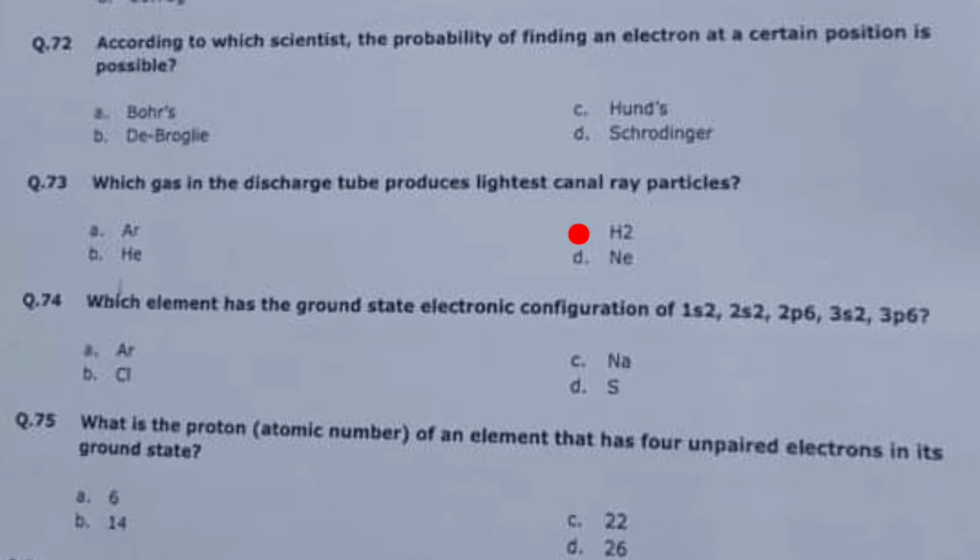74. Which element has the ground state electronic configuration of 1s2, 2s2, 2p6, 3s2, 3p6? Option A. 75. What is the proton atomic number of an element that has 4 unpaired electrons in its ground state? 26. Option D.